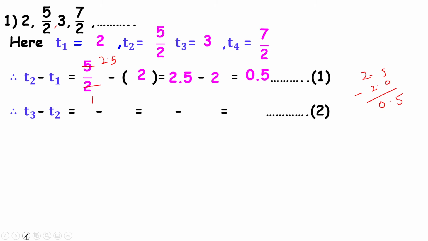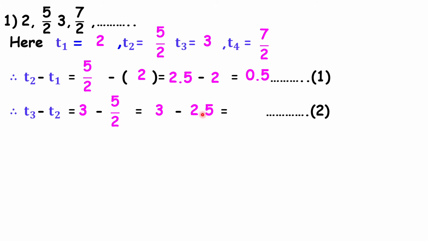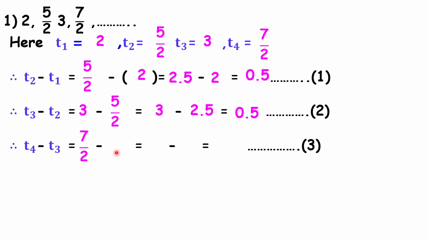Now t3 minus t2. t3 is 3, minus t2 which is 5 upon 2. 3 as it is and 5 upon 2 is 2.5. 3 minus 2.5 is 0.5. Now t4 minus t3. t4 is 7 upon 2, minus t3 which is 3. 7 upon 2 means half of 7, which is 3.5, minus 3. That means 3.5 minus 3 is 0.5.